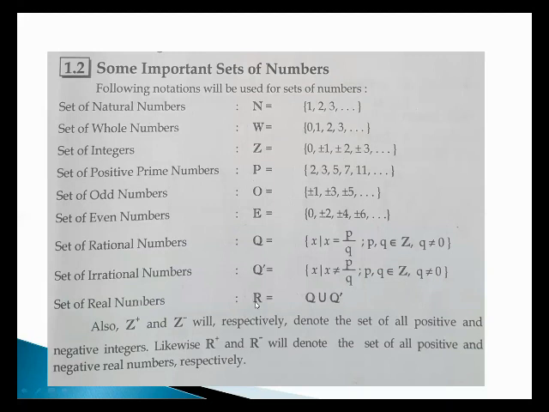The set of real numbers is represented by capital R, and this is the union of Q and Q dash, meaning it is a union of rational and irrational numbers. Also, Z plus and Z negative will respectively denote the set of all positive and negative integers. Likewise, R plus and R minus will denote the set of all positive and negative real numbers respectively.